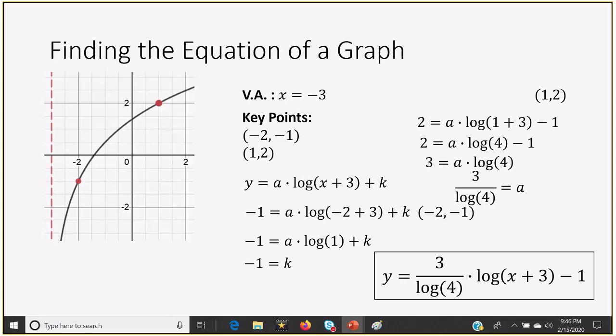But why do extra work if you don't have to? So this is a perfectly fine way to write out this equation. Y is equal to, your a is now 3 over log 4 times log of x plus 3 minus 1.